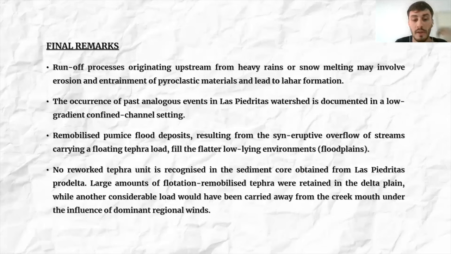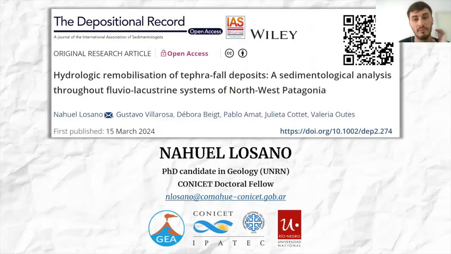Maybe large amounts of the flotation remobilized tephra were retained in the delta plain, while another considerable load would have been carried away from the creek mouth under the influence of dominant regional winds. This would account for both the lack of secondary tephra deposits and the low primary thickness of the 2011 Puyehue-Cordón Caulle products. And that's all.